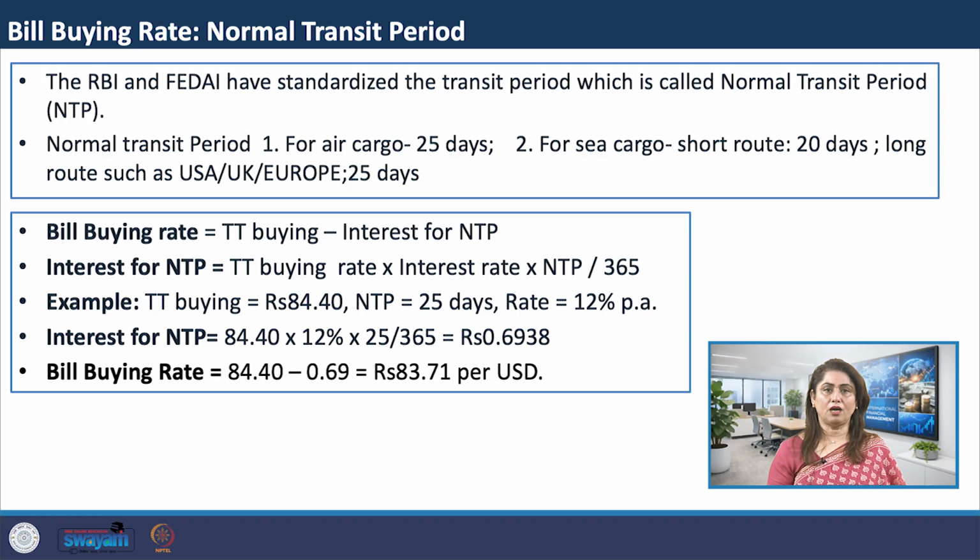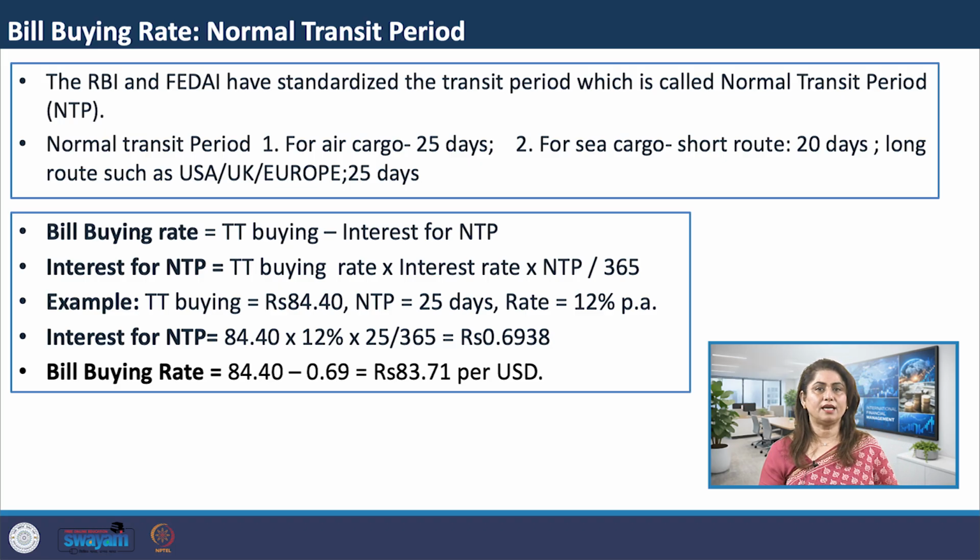TT buying rate is how much? 84.40. NTP is 25 days. Interest rate is 12% per annum. Now calculate interest. Interest is equal to 84.40 into 12% into 25 by 365, which gives us 0.6938, approximately 0.69.